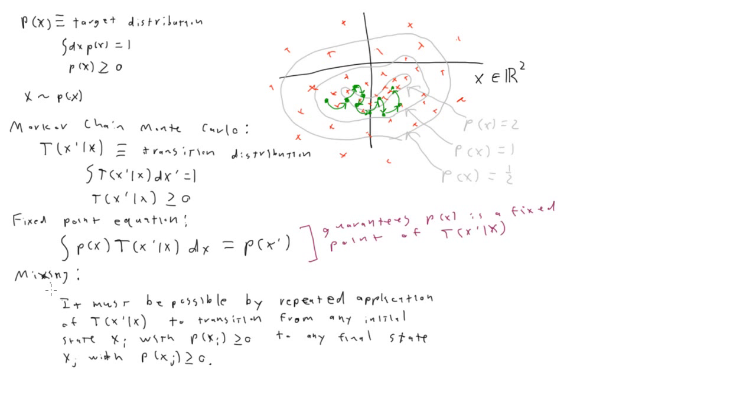To summarize, I've given you an introduction to Markov Chain Monte Carlo sampling. I've taught you how to generate samples by repeatedly drawing new samples based upon the location of the current sample via a transition distribution, T of x prime given x. And I've given the constraints that T must follow in order to draw samples from the target probability distribution.